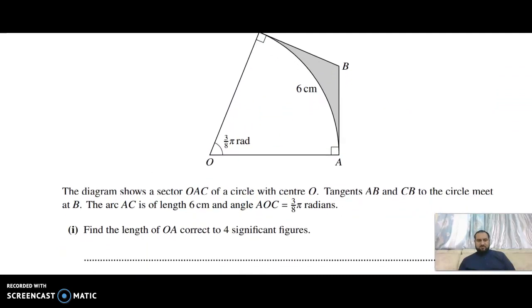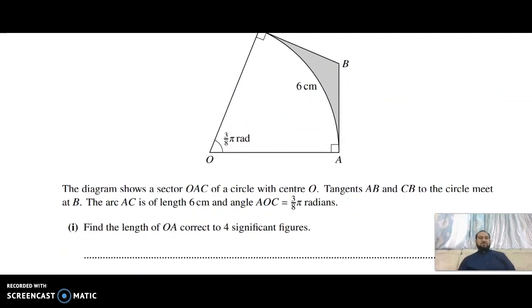In the next question, question number 8, the diagram shows a sector OAC of a circle with center O, and tangents AB and CB to the circle meet at B, and then the arc AC is of length 6 cm and angle C is 3 over 8 pi radians. So find the length of OA correct to four significant figures. So as we can see over here, OA is basically the radius.